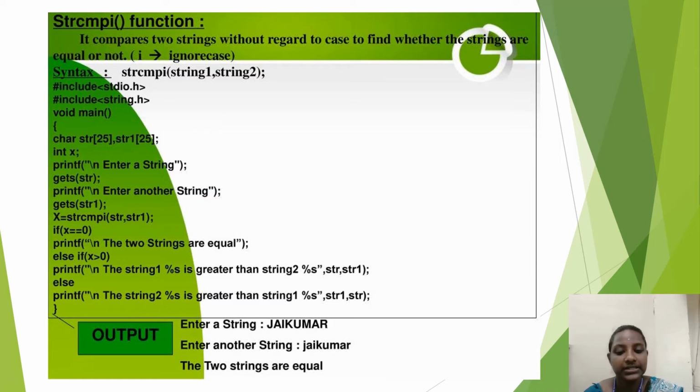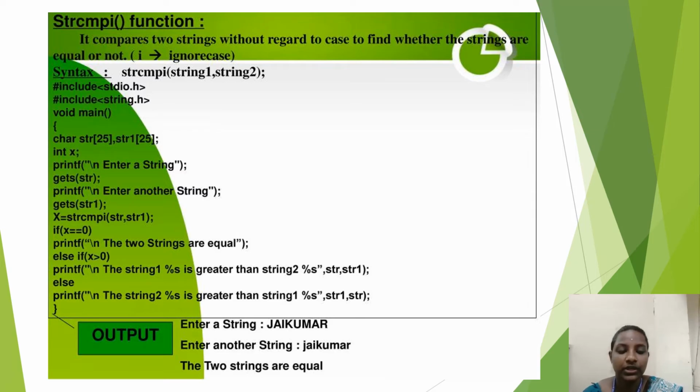If the length is different, it will display that the strings are not equal, but it will not consider the case. The case of both the strings is not considered in this string handling function. So this function is strcmpi.